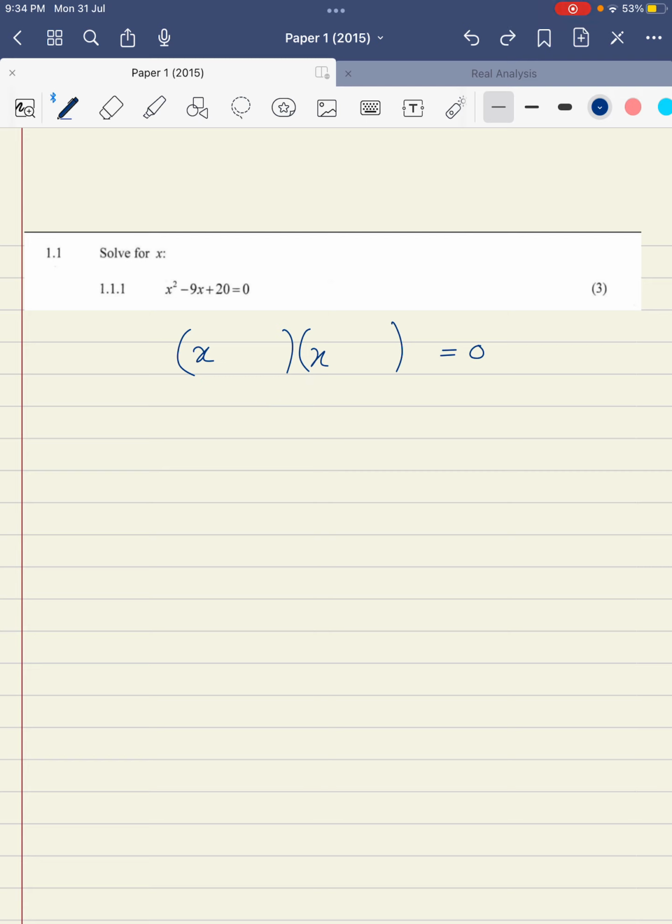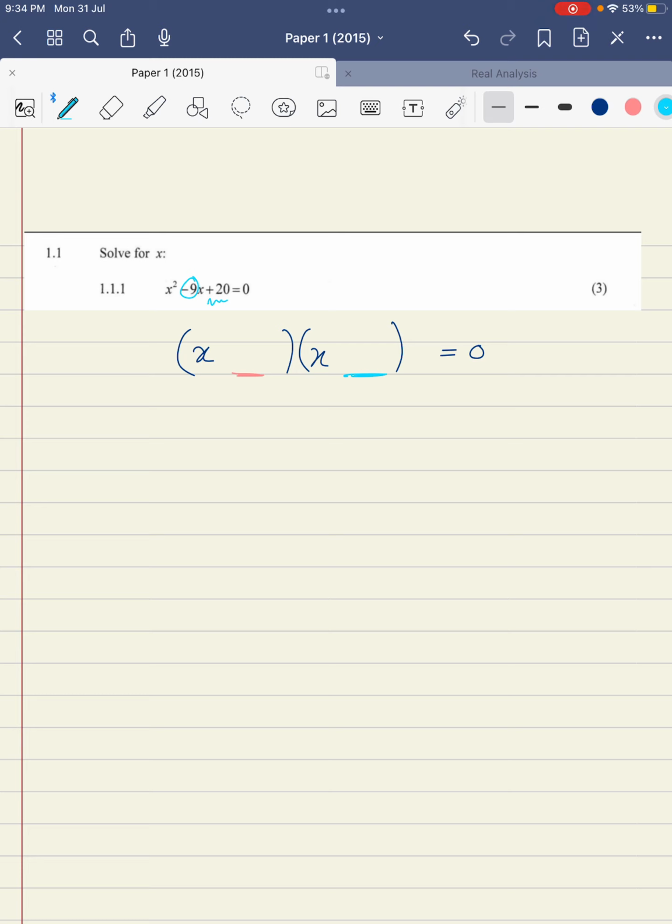In addition, we're going to have two number values, or real number values, here and here. And when we multiply these two numbers together, they must give us this value, positive 20. But in addition, the sum of these two values must give us negative 9. So when we multiply these values together, they must give us positive 20. And when we add them together, they must give us minus 9.